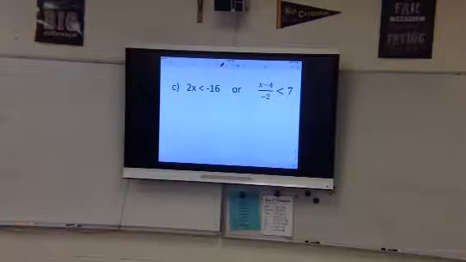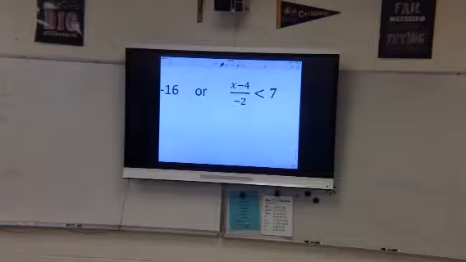All right, Jody, what's the first step we're going to do here on C? Multiply -2 times 7. Oh, okay. So she's doing this one, so we can go ahead and do that one. That's all right. I was a little confused there for a moment. All right. So she said multiply both sides by -2, so we get x minus 4.